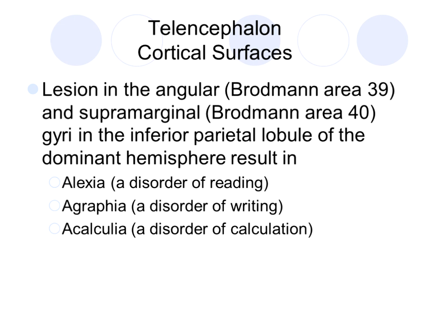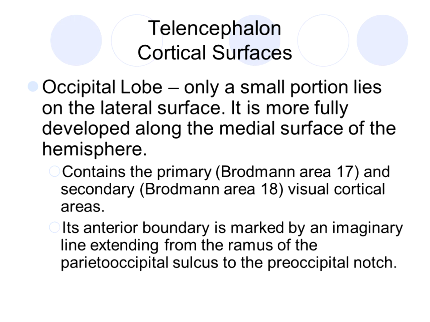Lesions in the angular gyrus, Brodmann's area 39, and the supramarginal gyrus, Brodmann area 40, or both of those, located in the inferior parietal lobule of the dominant hemisphere, will result in alexia. Alexia means a disorder of reading, so the person cannot read. Agraphia is a disorder of writing. And acalculia is a disorder of calculation.